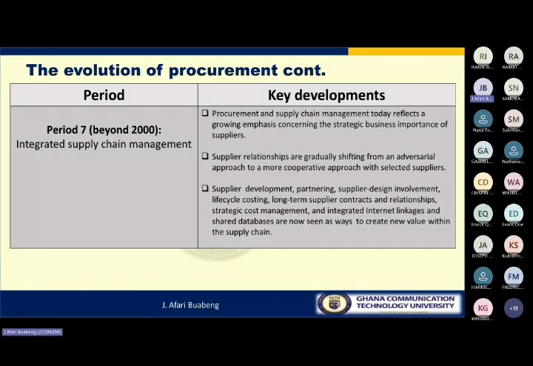So supplier development, partnership, supplier design involvement, life cycle cost, long-term supplier contract relationships, strategic cost management, integrated internet linkages, and shared databases are now seen as ways to create new value within the supply chain. Any question up to this point? So this is where we have got into. It didn't start from today. It started from somewhere, and then gradually over time, we are getting to know things.